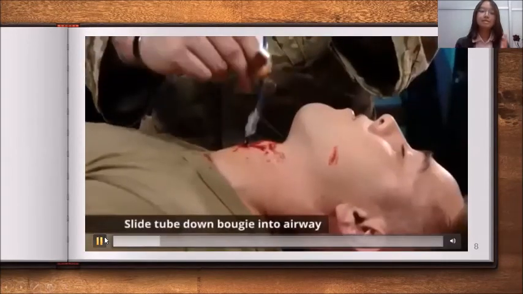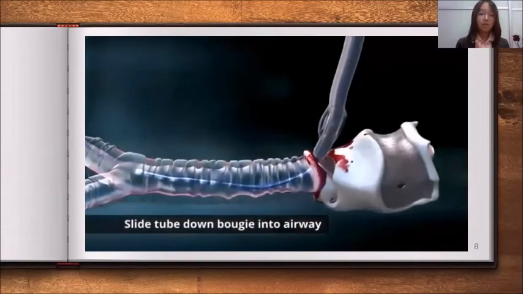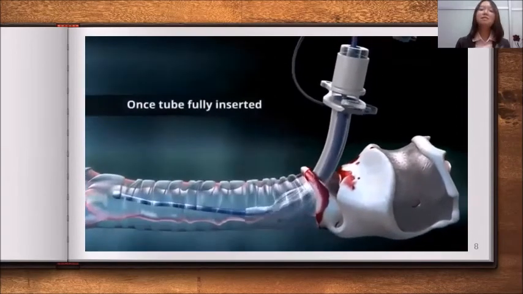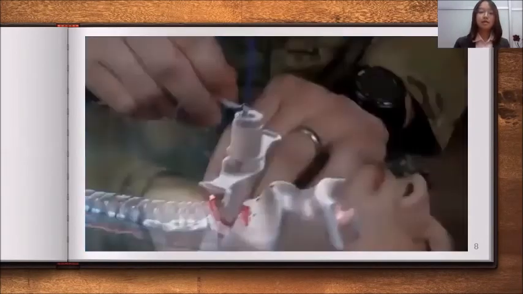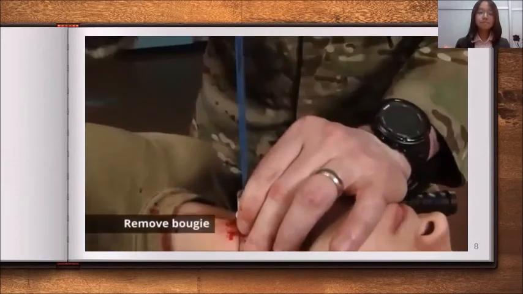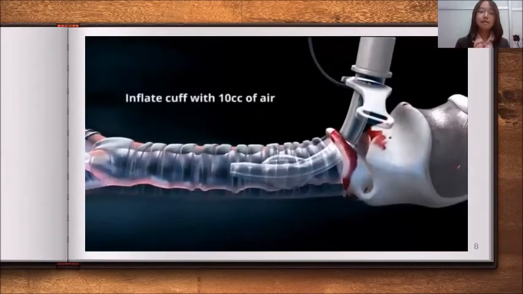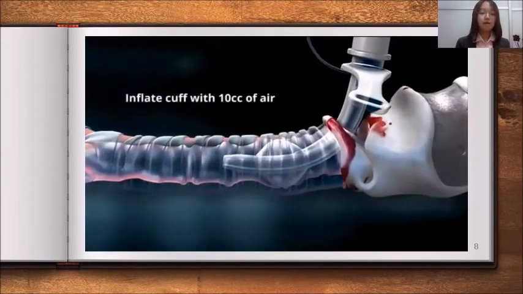Okay, so you can see that they'll slide the tube down the Bougie into the airway. And once the tube is fully inserted, you can remove the Bougie. Okay, and inflate the cuff with about 10 cc of air. And lastly, secure it with a securement device.